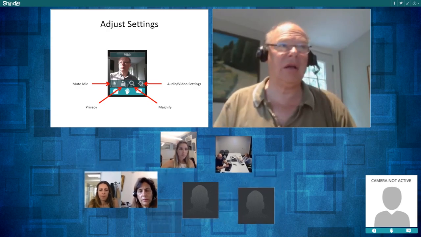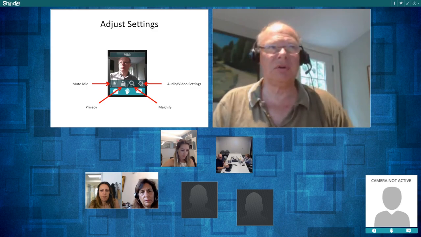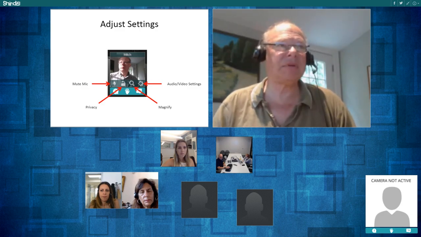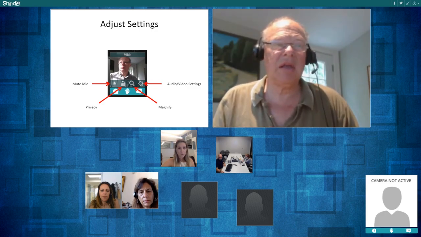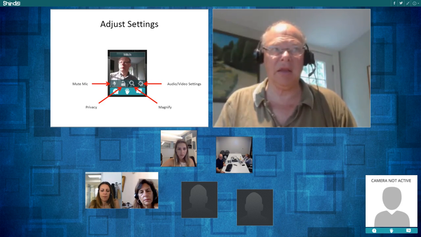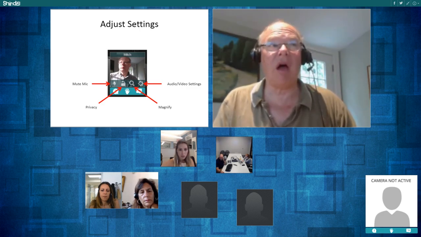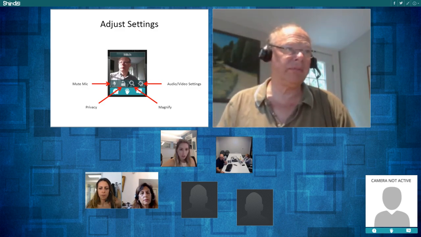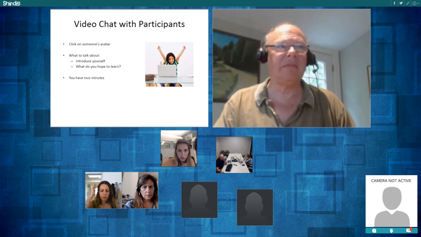A few more items. If you move your cursor over your avatar, you see another four-item menu pops up. Probably the most important there is the audio-video settings. If you want to adjust them, you can click on that gear, which allows you to modify your audio settings or your video settings. You can also lock your screen so other people can't interact with you, and you can mute your microphone. Those are the seven items on the menu.